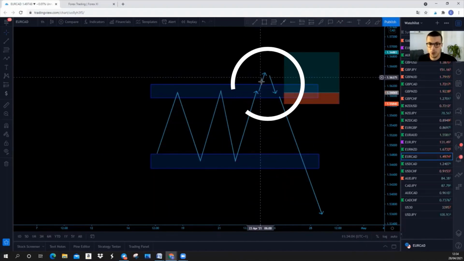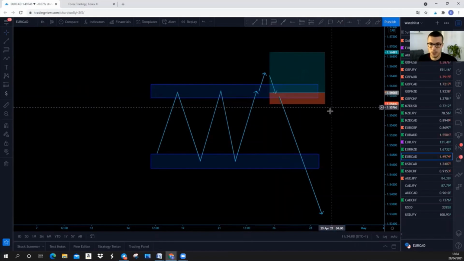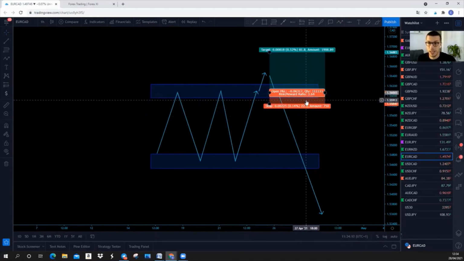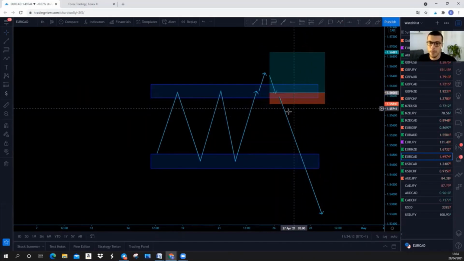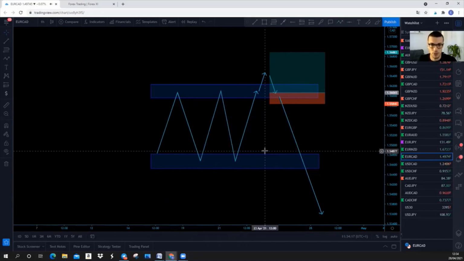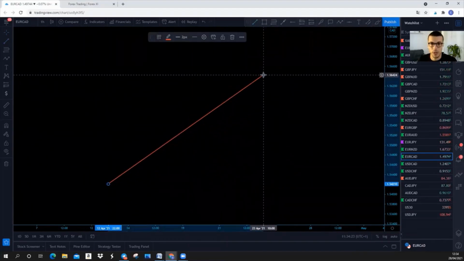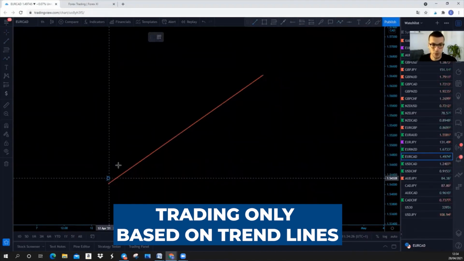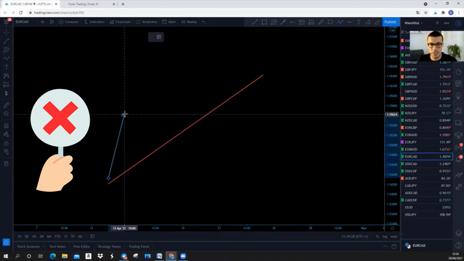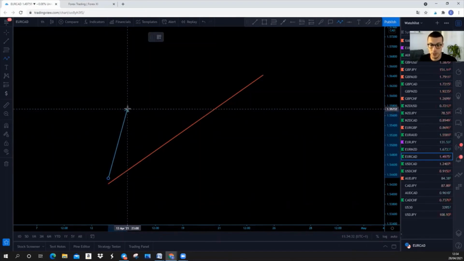Then you have a breakout, you're trading your break and retest strategy, you're entering right here, a perfect entry according to your strategy maybe, and then you get another loss. And maybe you're not understanding why this is happening. Same thing is that maybe you have a trend line, you're trading only based on trend lines. There's nothing wrong with trend lines, they just need to be used in the correct way and together with other things. We cannot just use trend lines.